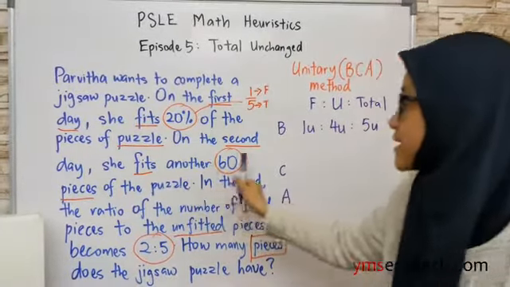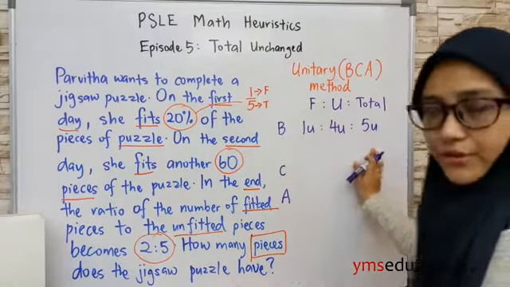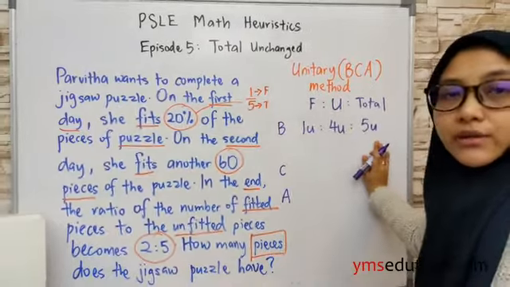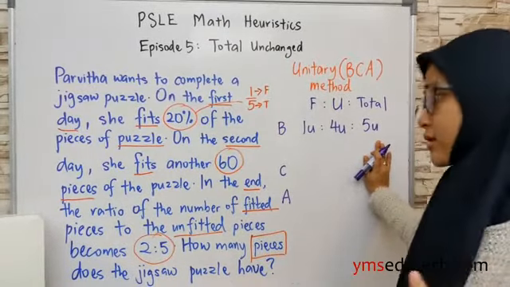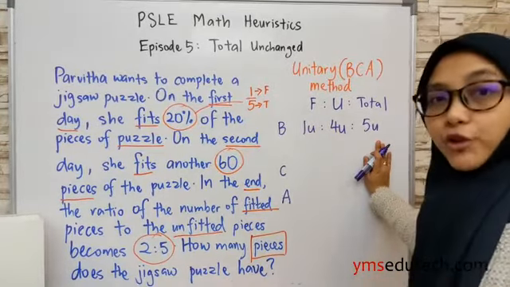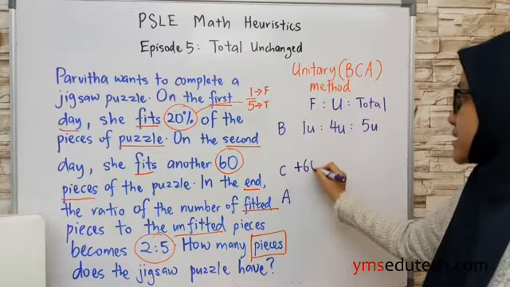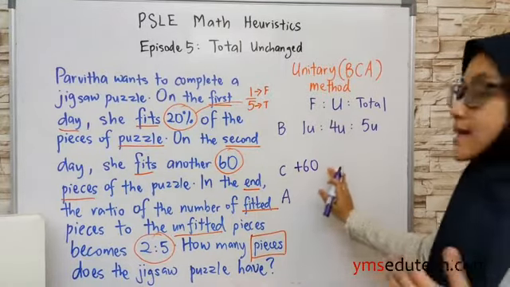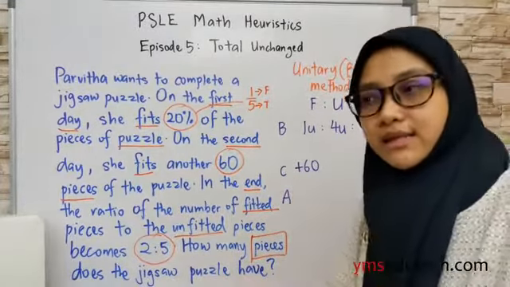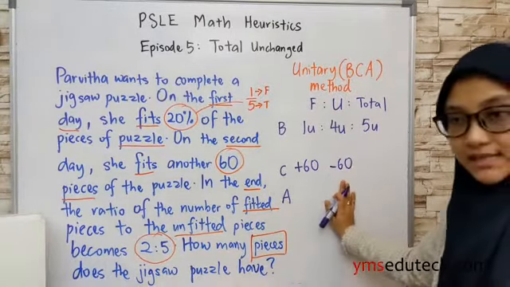She fits another 60 pieces of puzzle. Okay, this 1, 4, and 5 are referring to the number of units, so I label it as U, so that students will not get confused between the ratio as well as absolute value. She fitted another 60 pieces, so I must add 60 pieces. I don't write any unit to show that this is the exact number of pieces. If she fitted 60 more pieces, that means the number of unfitted decreased by 60 pieces.